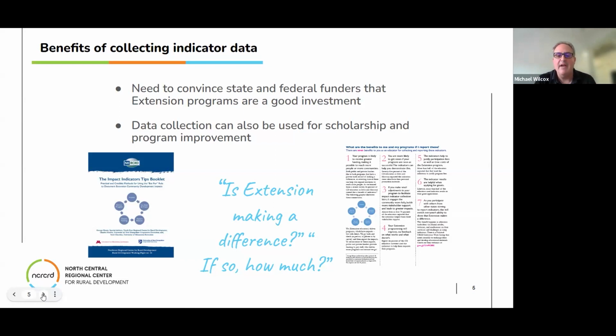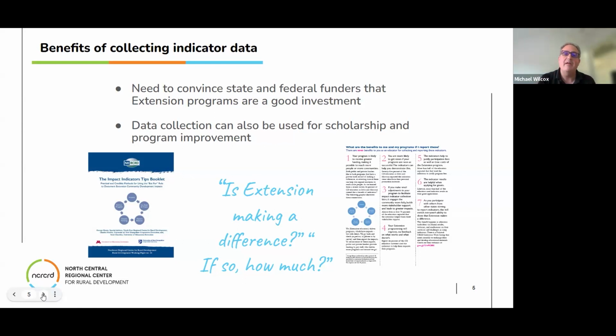I'm reminded of the fact that ECOP just did a survey last year looking at educator FTEs, and nationally, not including the 1994s, but across the 1890s and the 1862s, community resource and economic development represented only 5% of the FTEs across the entire United States for community development. So if we're not going to tell our story, then no one else is. And because we are relatively small, our story can get lost.